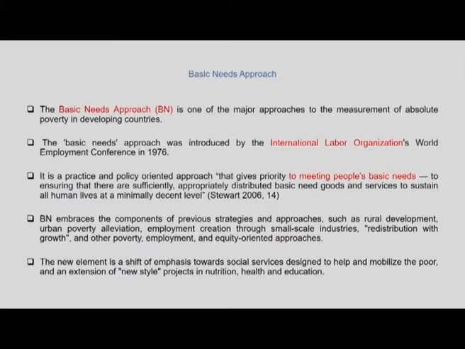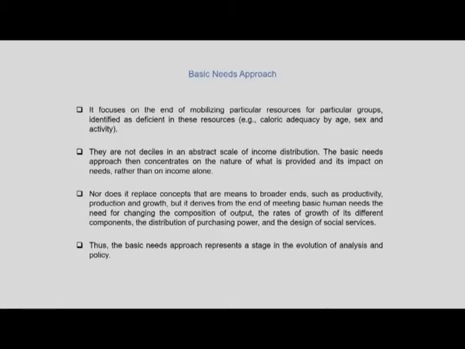So, these approaches recognize the fundamental, both the utilitarian approach and the basic needs approach recognize the fundamental importance of material goods and of resources that can help transform or that can help provide functionings to people and households. So, as I have already just discussed, to summarize the basic foundations of the basic needs approach, the BNA focuses on the end of mobilizing particular resources for particular groups identified as deficient in these resources, example calorie adequacy by age, sex and activity.